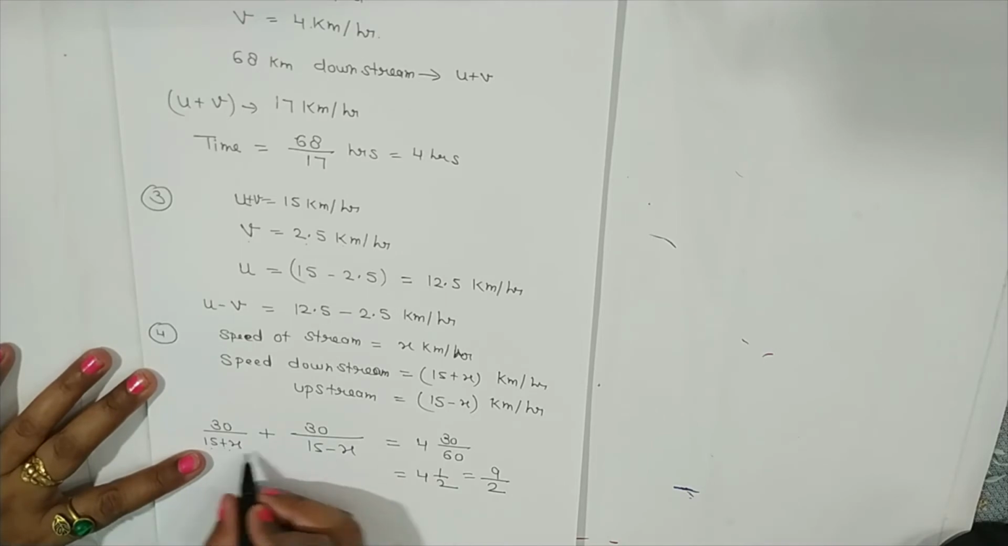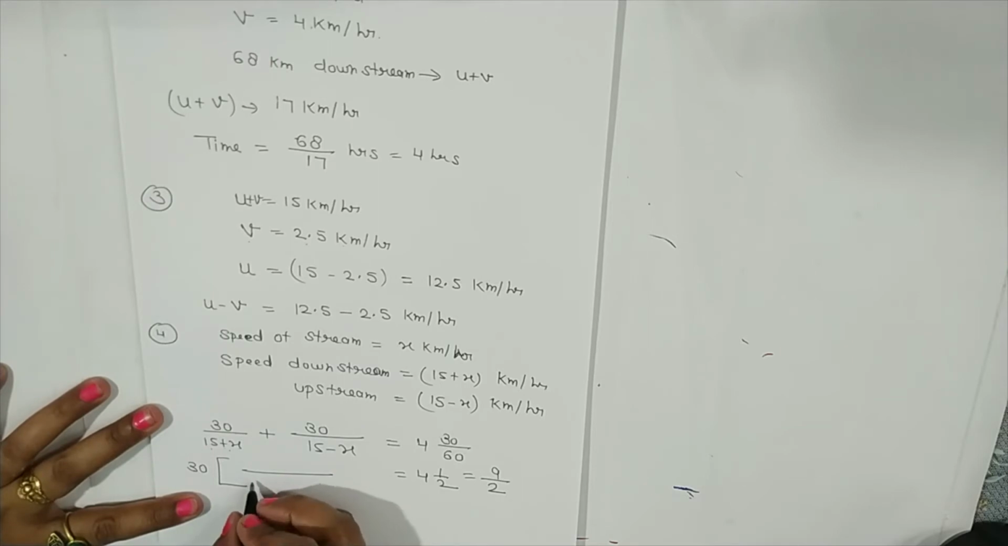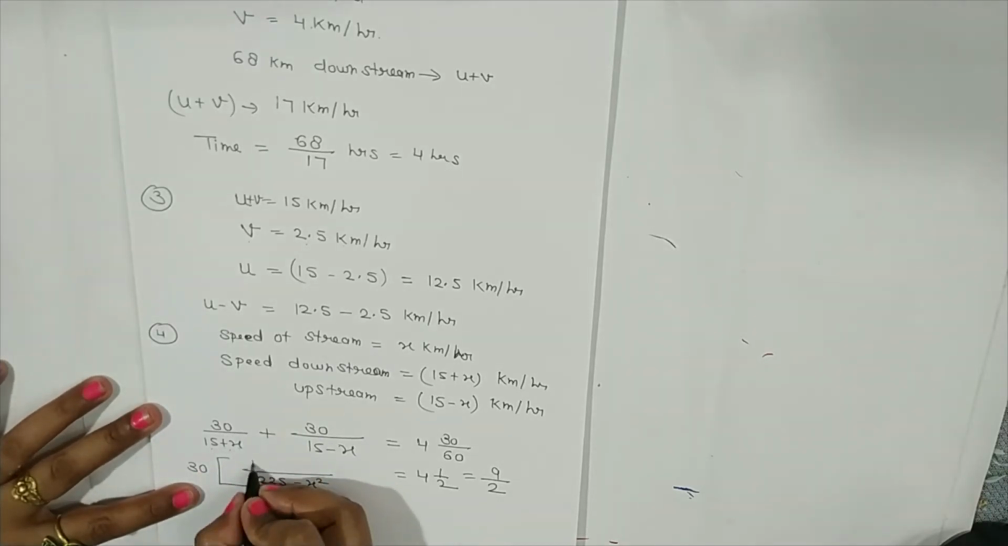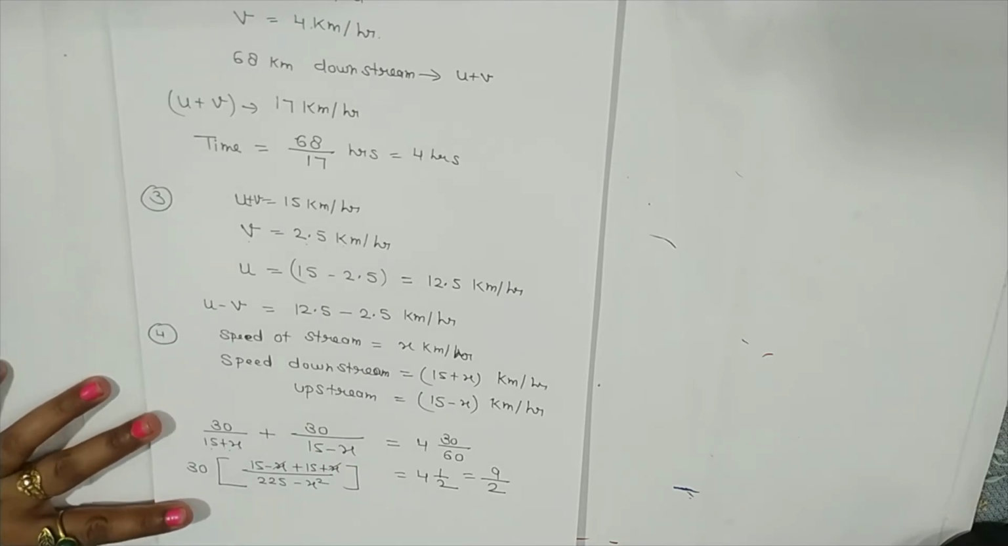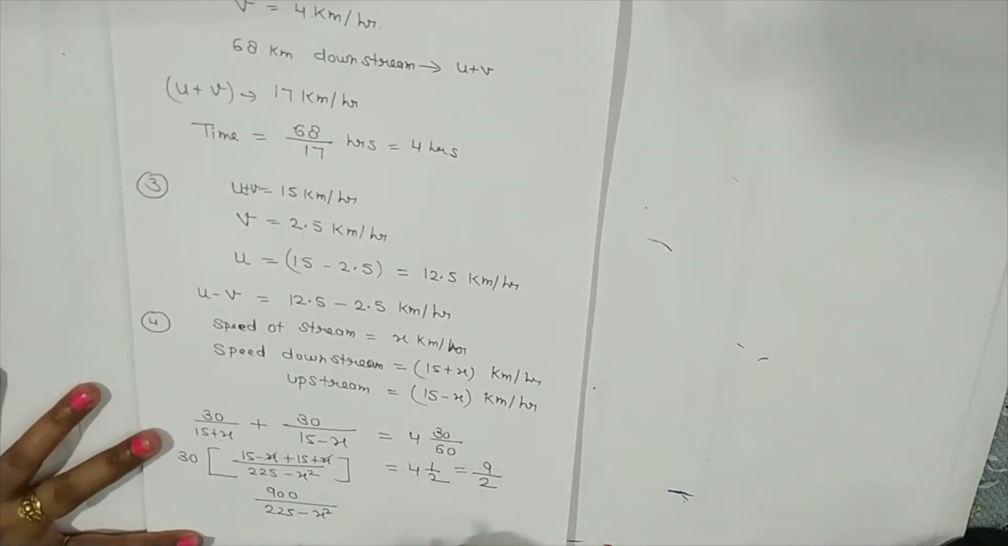So here 30 is common. Now take the LCM, so it becomes 15 and 15, 225 minus x square. Now here it will be 15 minus x, then plus 15 plus x. Okay, so x and x will be cancelled. Then 15 plus 15, 30, and 30 into 30, 900. Okay, 225 minus x square is equal to 9 upon 2. So it will be 100.